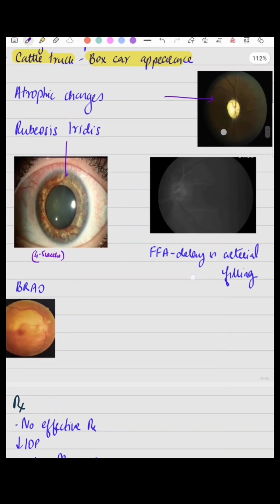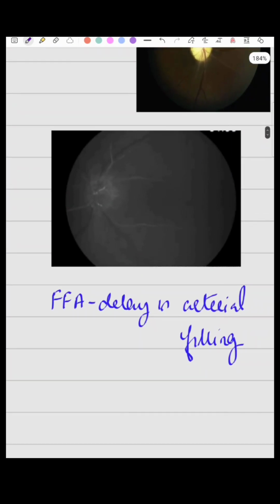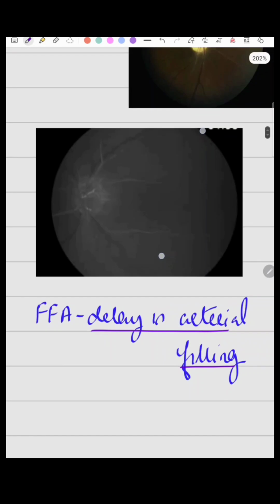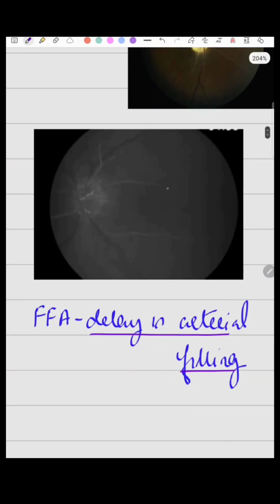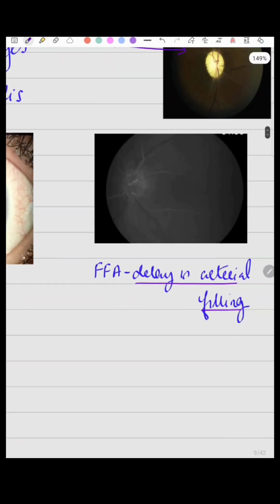In FFA, if you take all the films, the choroidal phase and the AV phase and all, there will be delay in arterial filling, and there will be masking of the choroidal vasculature. Here we can see the choroidal vasculature is not visible because of the retinal edema.